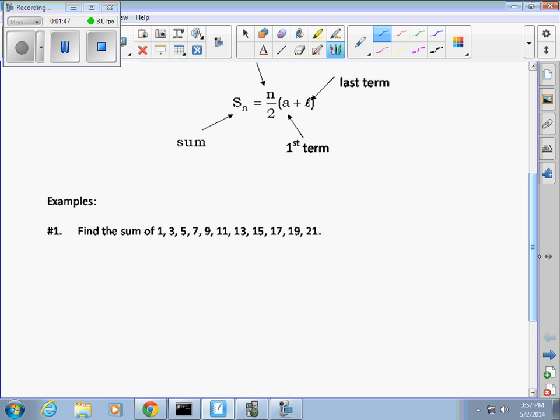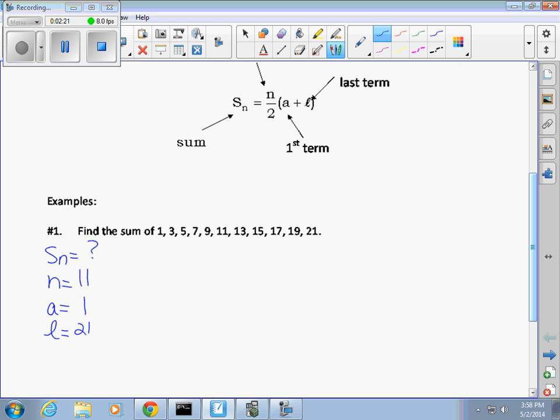It says find the sum of 1, 3, 5, all the way up to 21. And remember you always identify your variables, so we're trying to find the sum of those numbers. The number of terms that we have, if we count these up, there are 11 terms there. Our first term is a 1. Our last term was 21. So this is a nice simple one because they've given you all of those things. They've given you the first and the last term, and you can easily count to see how many numbers there are.